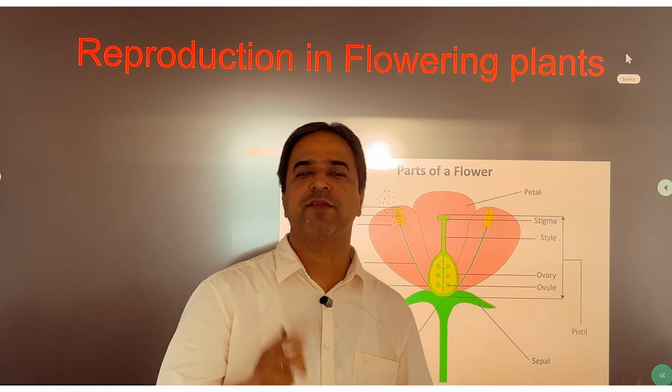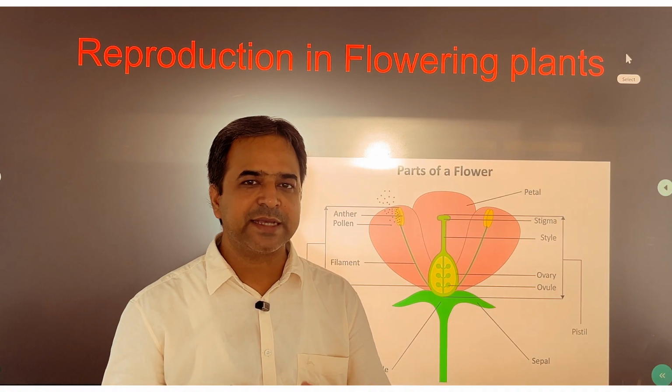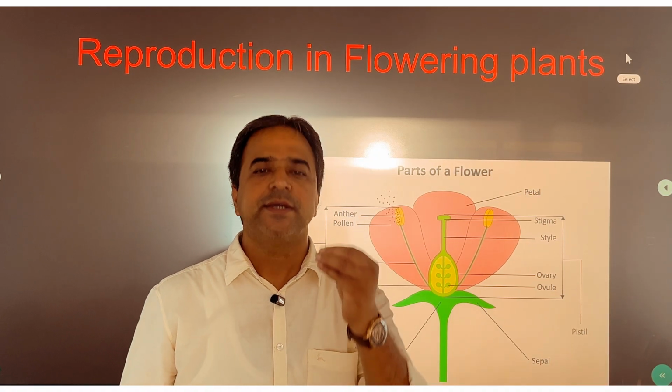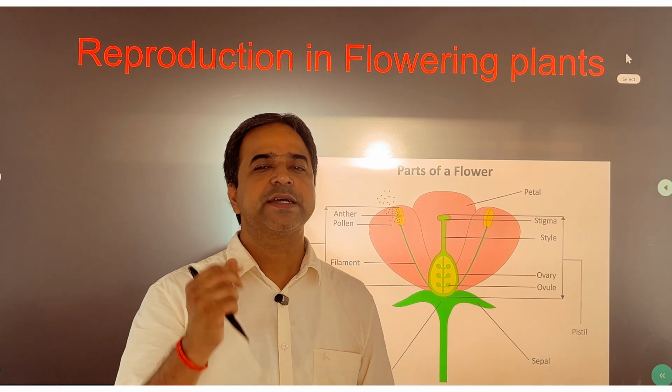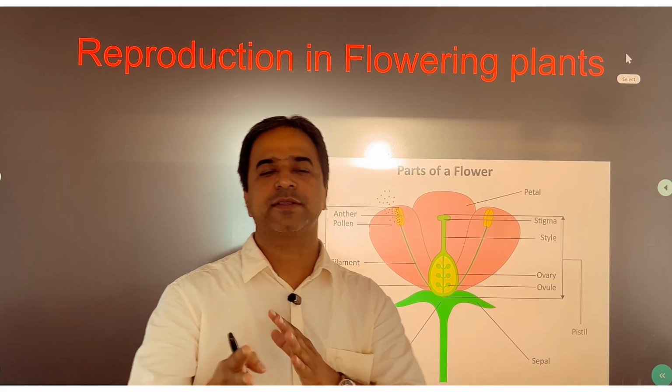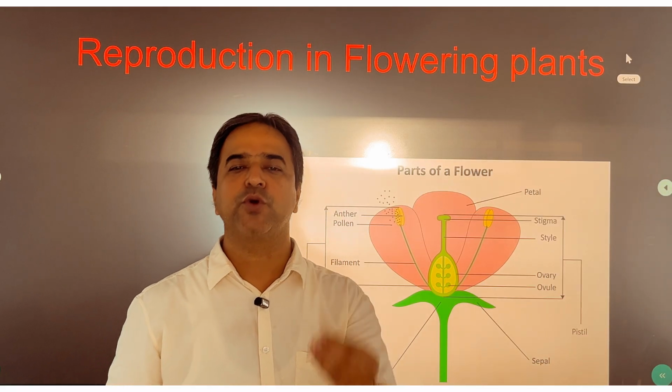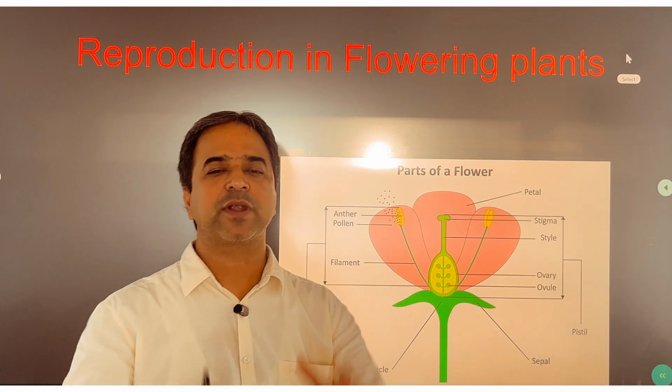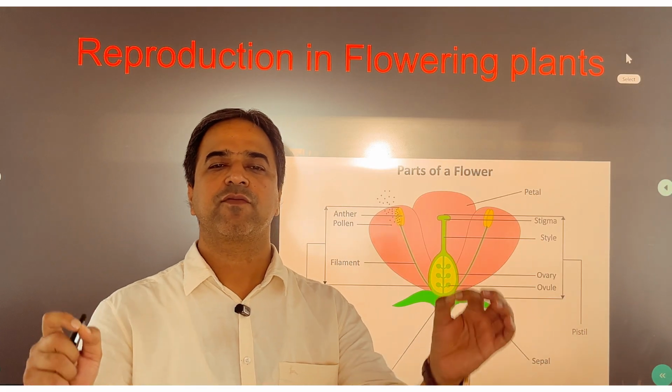So how can we define a flower? You can define a flower as a modified shoot for the purpose of sexual reproduction. Okay. So before we start how this reproduction takes place, we need to know what are the different parts, or what is the structure of the flower.